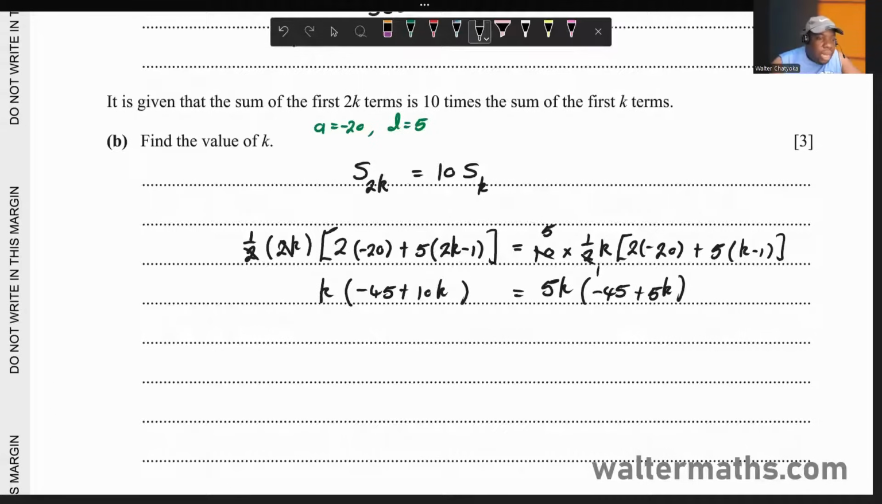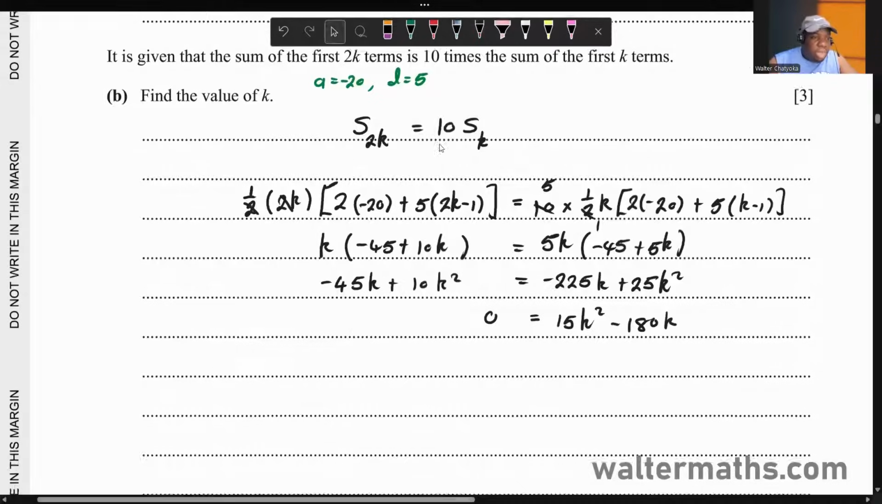All right. And from here, I'm going to expand the brackets. So we have -45k + 10k² is equal to -225k + 25k². So we're going to rearrange. I'll take everything on the left side to the right. So I'll be having 0 is equal to 25k² - 10k², which is 15k², and -225k + 45k is -180k.